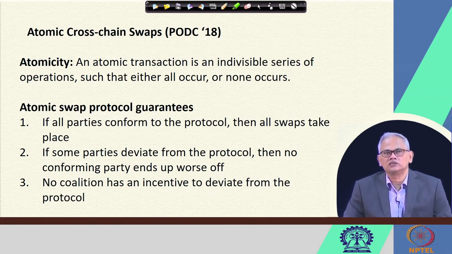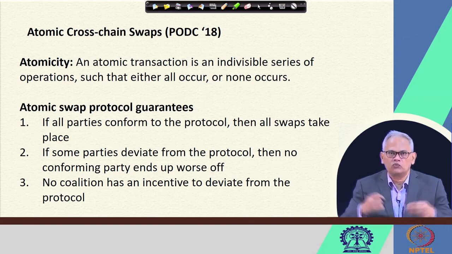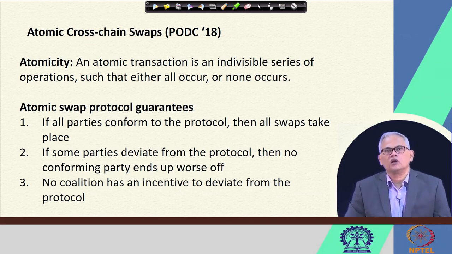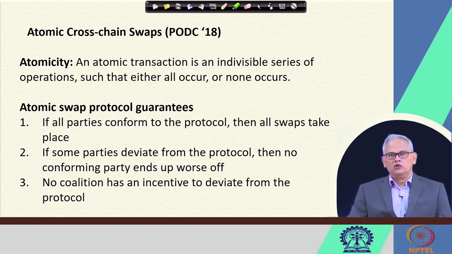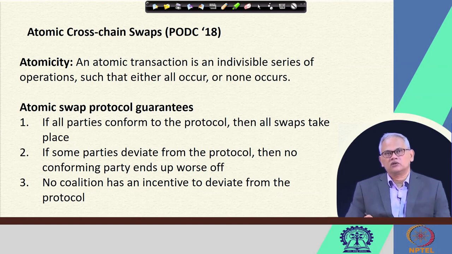So, what it does is that it talks about atomicity. An atomic transaction, as we have defined, is an indivisible series of operations such that either all of them occur or none occurs. And the atomic swap protocol that we will discuss guarantees that if all parties conform to the protocol, then all swaps take place. If some of the parties deviate from the protocol, then no conforming party ends up worse off. And finally, no coalition has an incentive to deviate from the protocol.